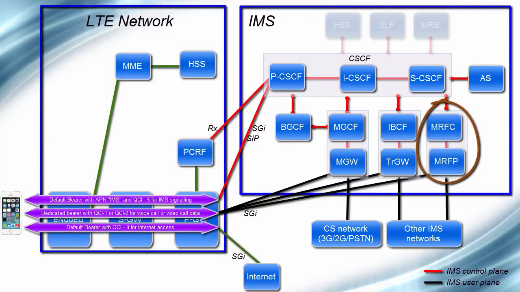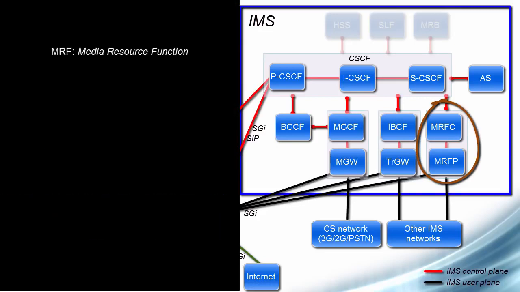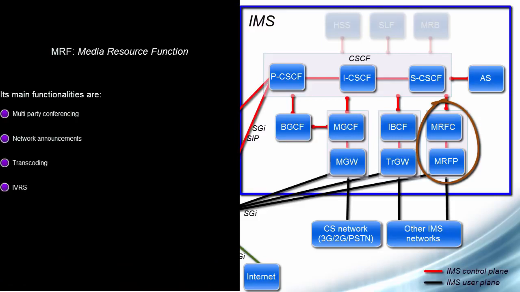The MRF is a common media resource function used by IMS application servers and SCSCFs to provide media plane processing independent of application types. MRF is divided into two components, MRFP and MRFC. MRFP does the media-related processing, and MRFC is used to control MRFP. Its main functionalities are multi-party conferencing, network announcements, transcoding, IVRS. IVRS means Interactive Voice Response System.